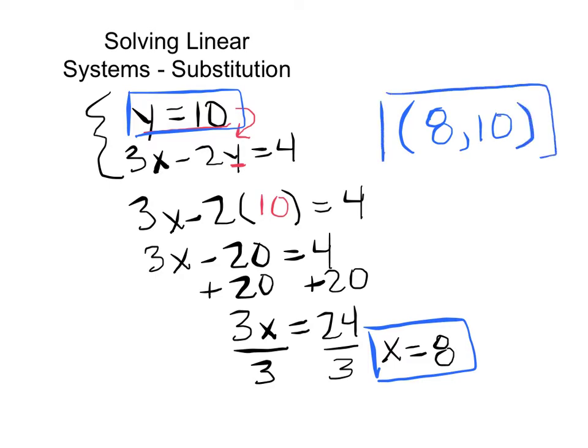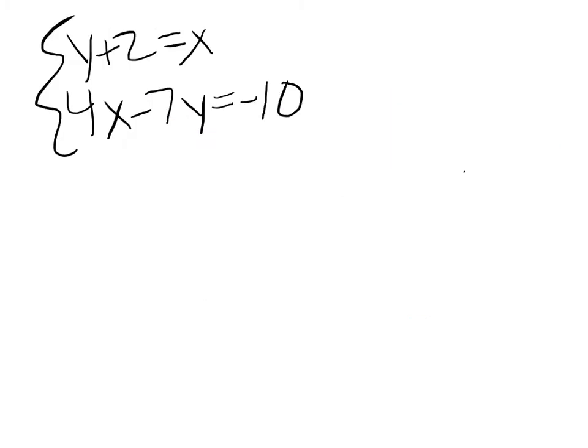So, solving linear systems using substitution means we need to look for the variable that's all by itself. Plug it into the other equation. Alright, that first example was kind of a gimme because you just had y equals a number. We're going to do the same process on this one. It's going to require a little bit more steps though.